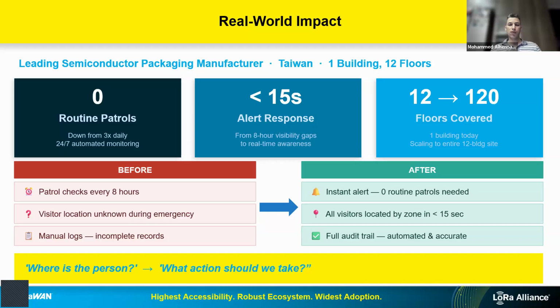Step 1, every visitor receives a LoRaWAN smart badge at check-in. There is no app, no phone, no training. It looks like a normal badge, and it is connected with Wi-Fi and LoRaWAN.